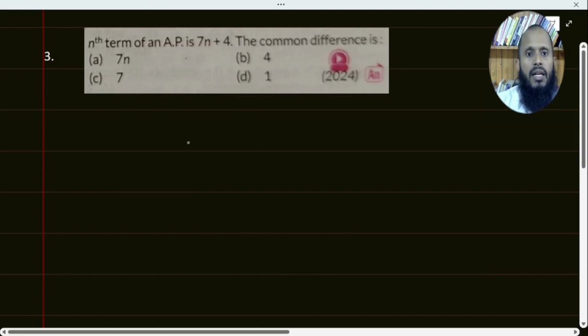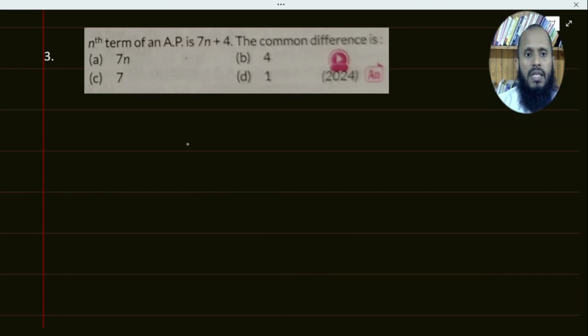Third question. Nth term of an AP is 7n plus 4. The common difference is, okay. Now, we know the general term of an AP as an equals a plus n minus 1 into d. Now, for a particular AP, if we know the value of a and d, we can substitute the values here, right? For a and d, we can substitute it.